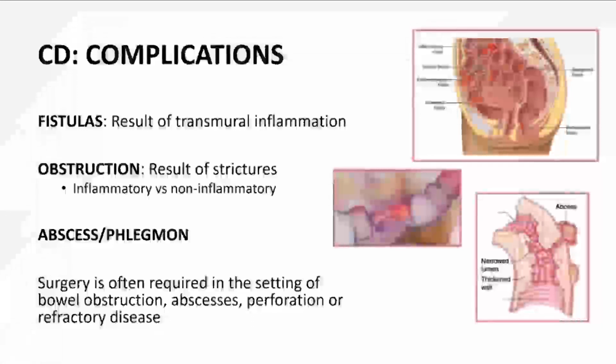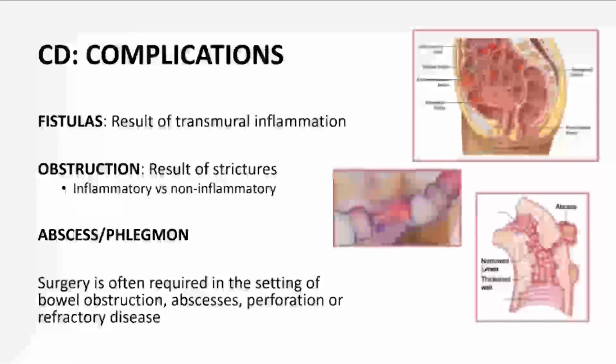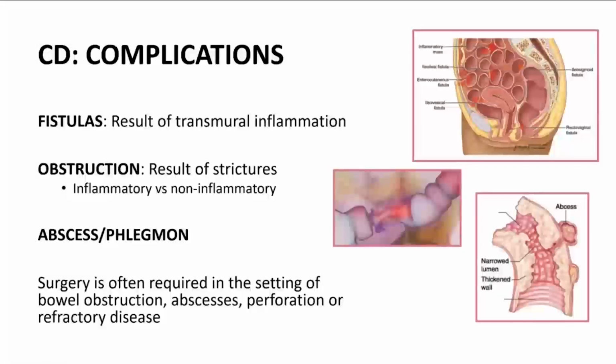What are the complications of Crohn's disease? Well, you have fistulas. The fistulas are a result of transmural inflammation, and there is penetration through the mucosa as it gets inflamed, and it just goes through to either another area of the small bowel, the bladder, the vagina, the rectum, and all of these different types of fistulas that you can have, like in the picture up here.